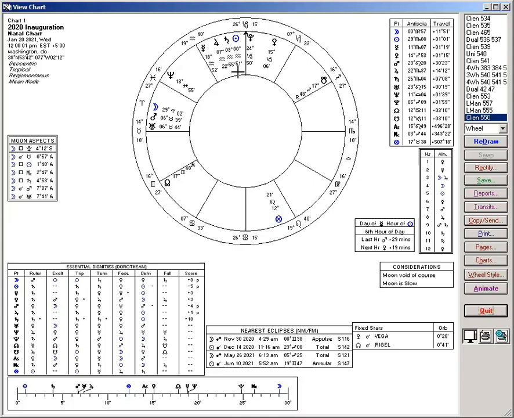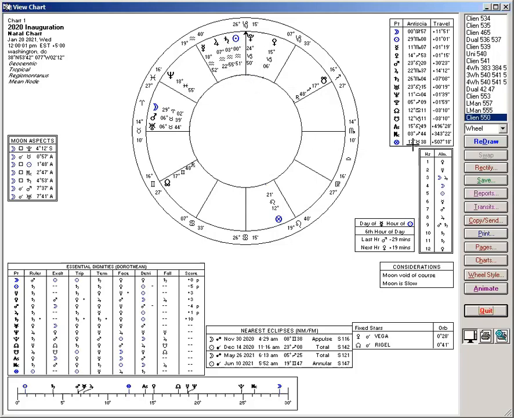The way that you tell whether an aspect is applying or separating is, first you have to figure out which of the two bodies is moving faster. Now, the sun never goes retrograde, so that's no issue. And Saturn can't get anywhere near the average speed of the sun, which is close to a degree per day. So we know that only the sun is the faster moving body. Now, what you're looking for is whether the faster moving body is at a lower degree than the slower moving body. So here it is, and so the sun is said to apply to the conjunction of Saturn.